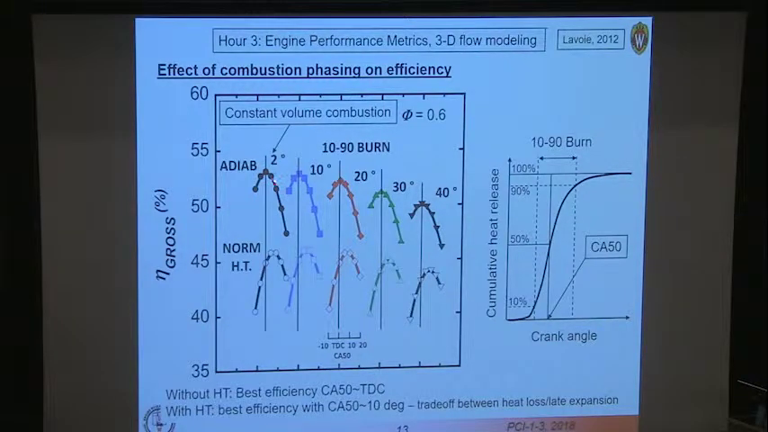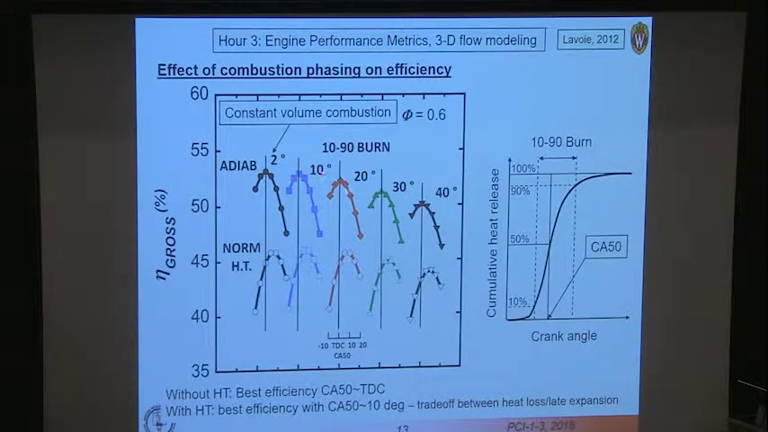If you happen to have combustion occur after top dead center, the efficiency decreases because basically you started the expansion stroke before you release the energy and you've lost the opportunity to extract the work. Similarly, if you start before top dead center, you lose efficiency because you're basically fighting against the compression process.